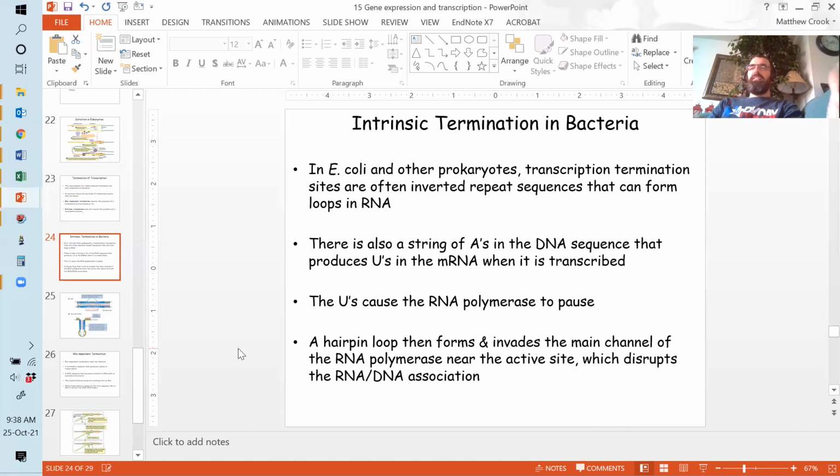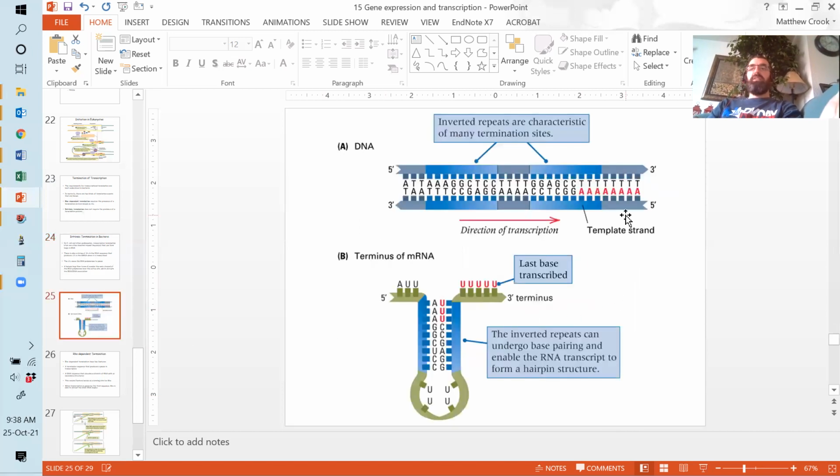And so the sequence that stops transcription is built into the sequence of that gene, right? That's what we mean by intrinsic, right? It's part of the gene. Obviously not part of the protein coding bit, but it's part of the actual mRNA that's produced. And so essentially what happens is we have a string of A's, right? And we have these two inverted repeats, right? So if you remember, we come across these in transposons too.